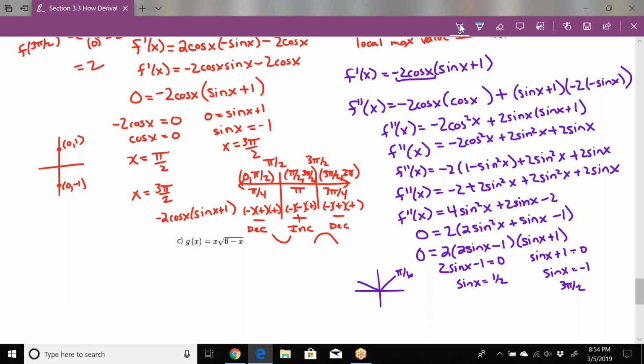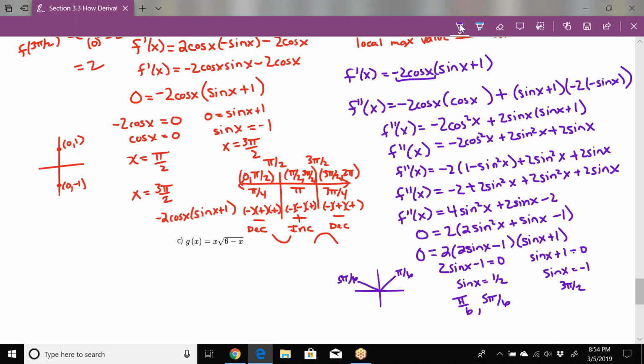So that's pi over 6 and 5 pi over 6. Okay, so pi over 6, 5 pi over 6. So here's what we know so far. We were able to take the first derivative, we found the critical values, and we tested on each side and determined whether they were local maxes or local minimums.